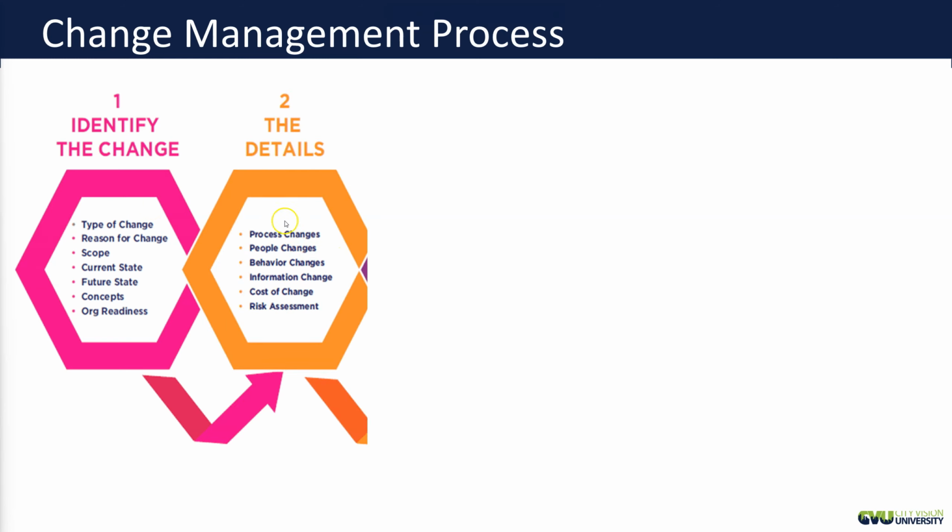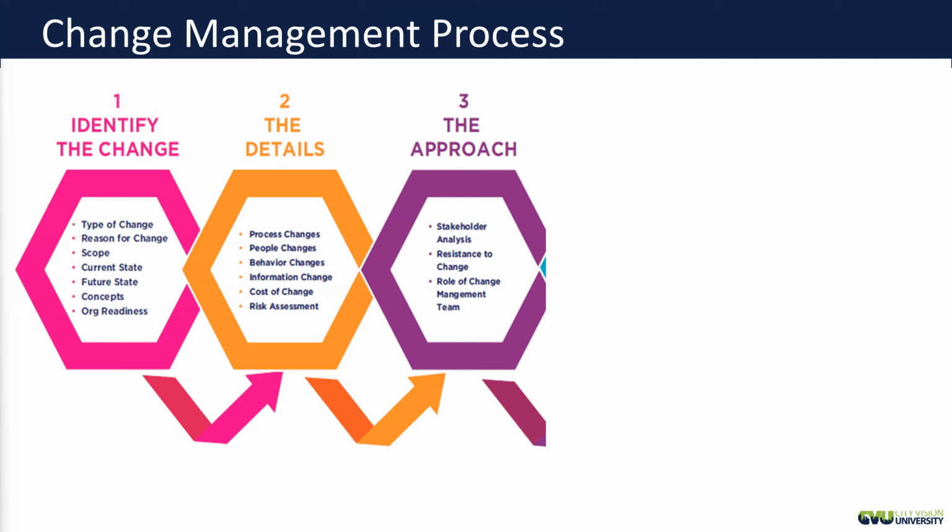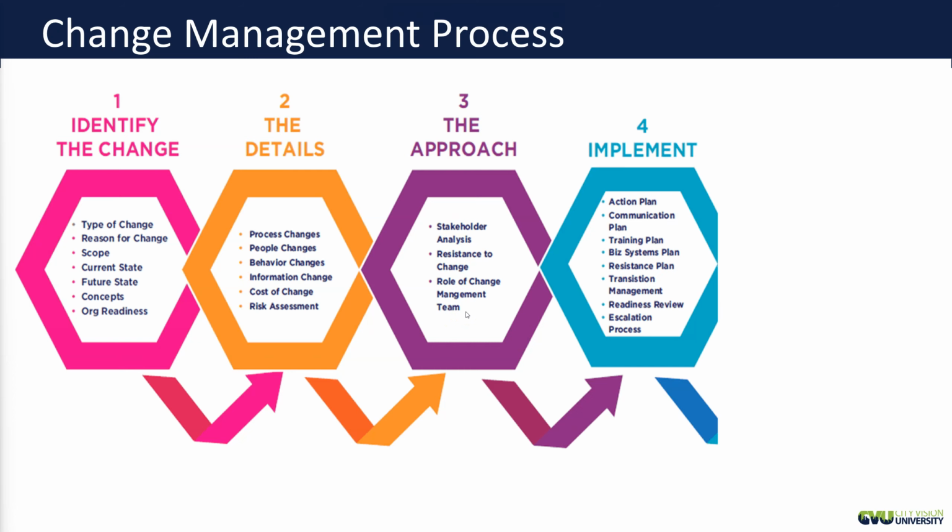Then you get the details: what are you looking at, trying to change? You might propose to have a new division or some sort of venture process in your organization. And then the approach: you look at stakeholder analysis, resistance to change. You might have a change management team. And then you implement. So you say, okay, here's how this might get into your strategic plan. You have an action plan of how you're going to incorporate it as one of the items in your strategic plan.